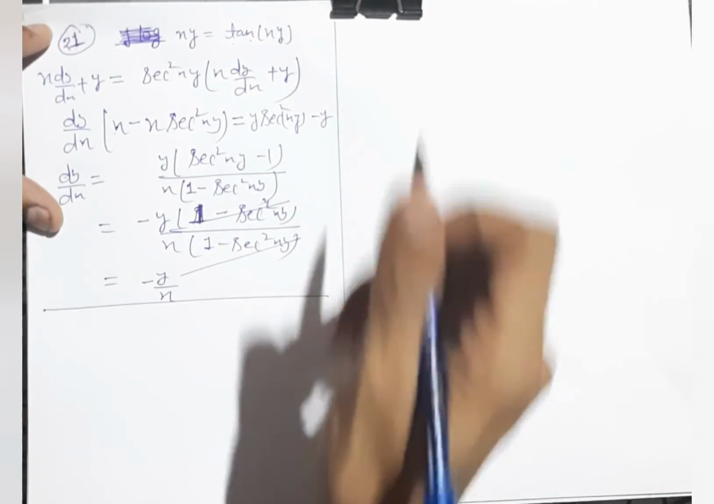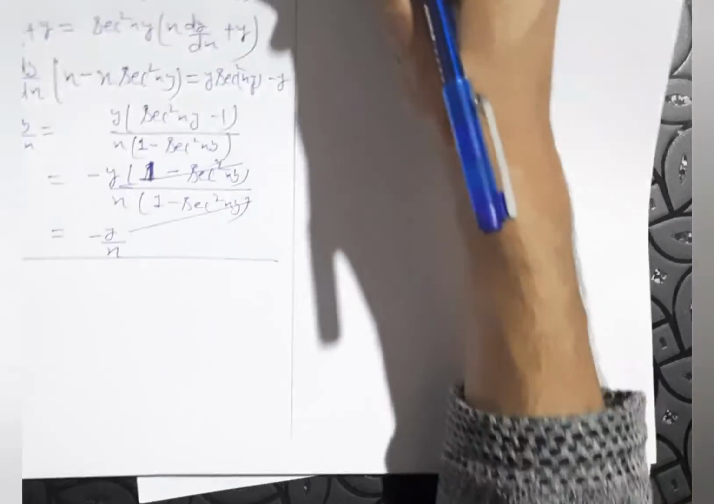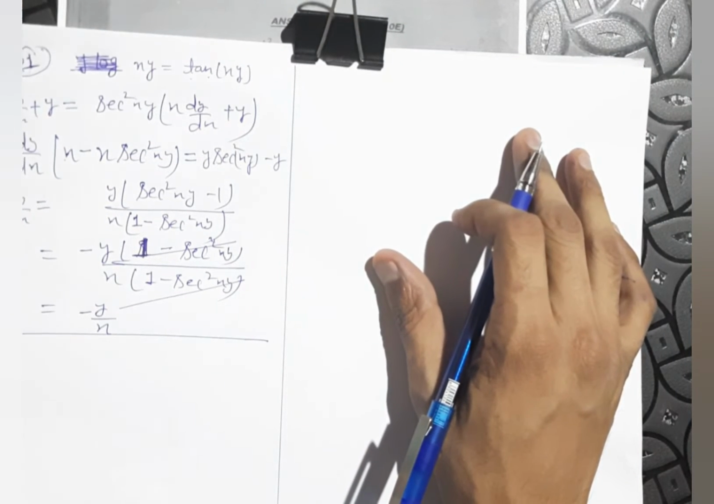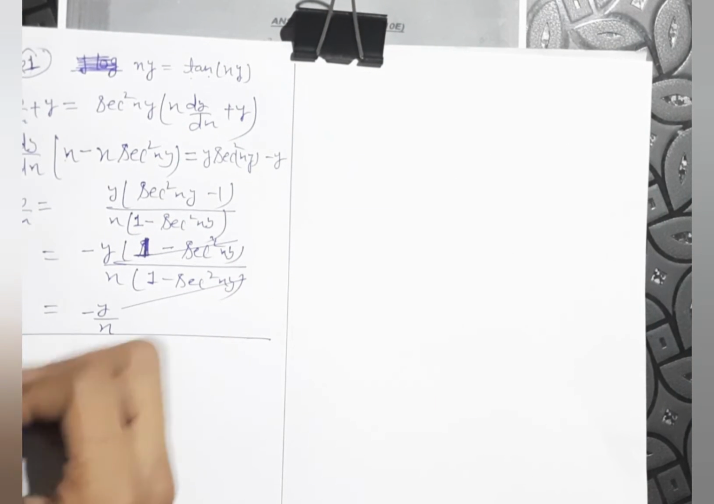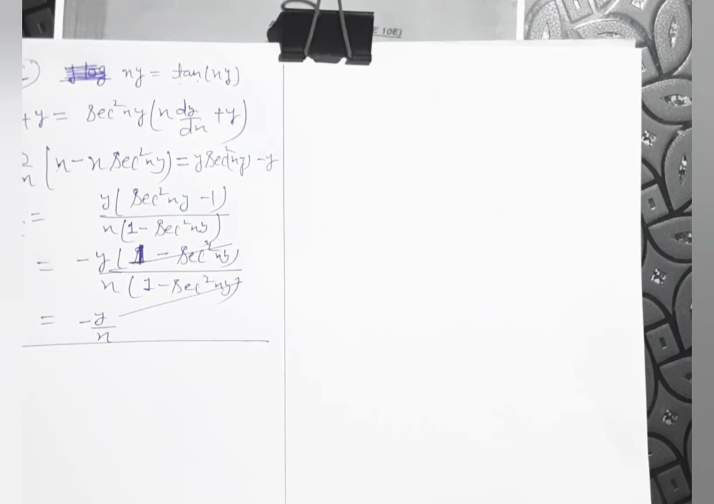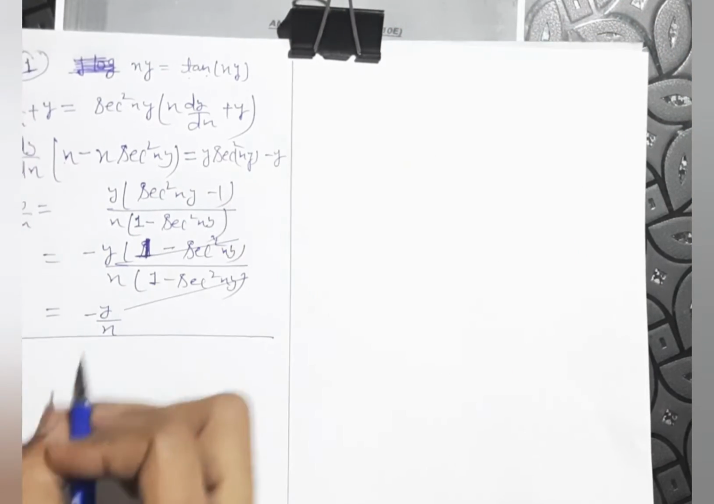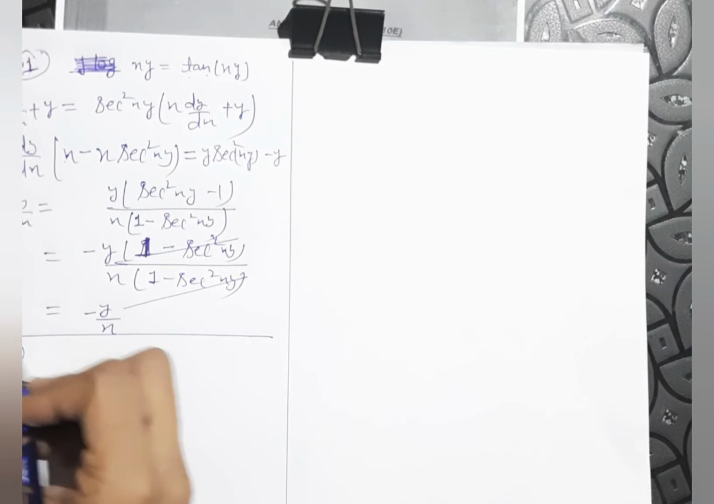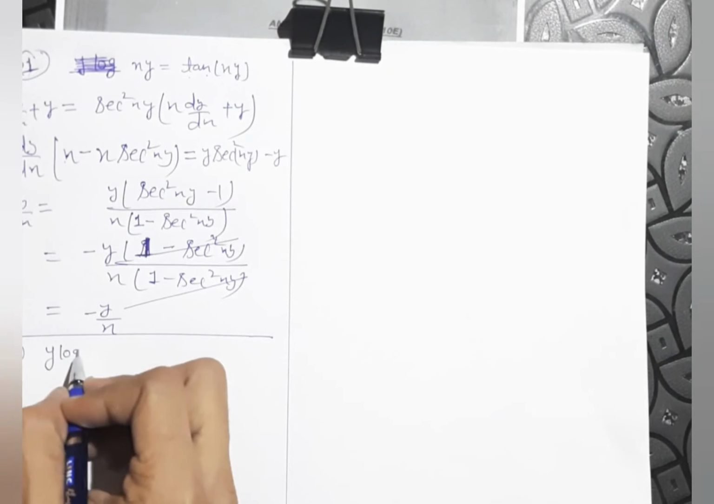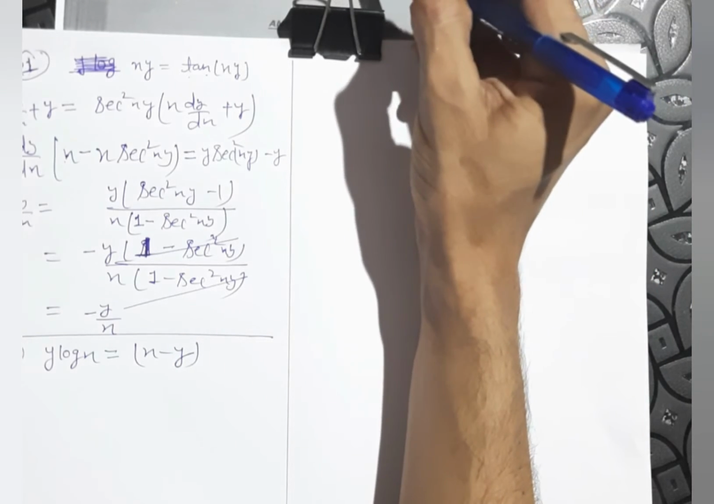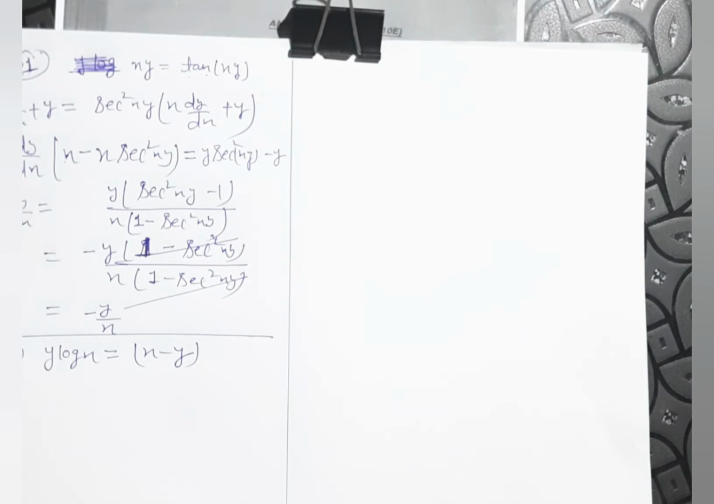Now let's do question number 22. Question number 22 is, if y log x = x - y, then prove that dy/dx equals log x divided by (1 + log x) whole square. So we have question number 22, y log x = x - y, and we have to prove that dy/dx equals log x divided by (1 + log x)².